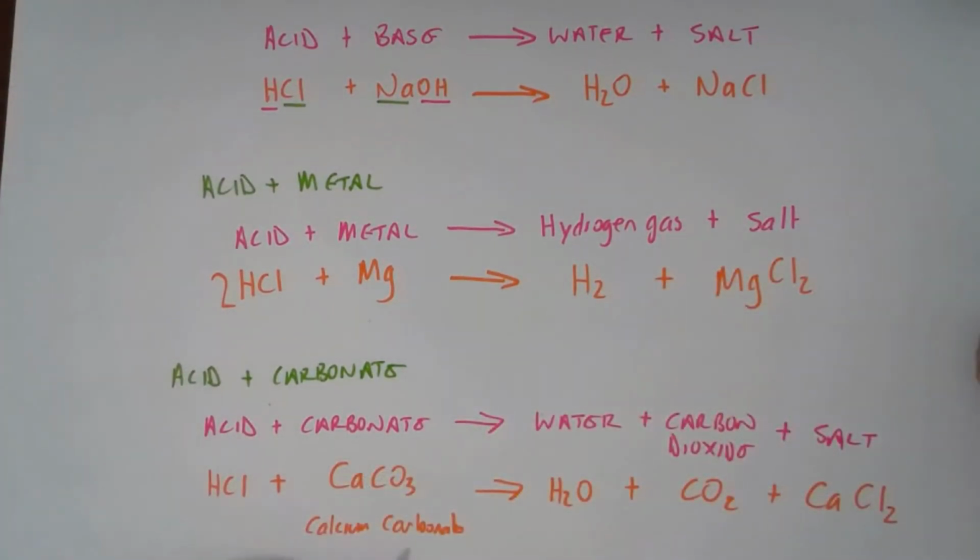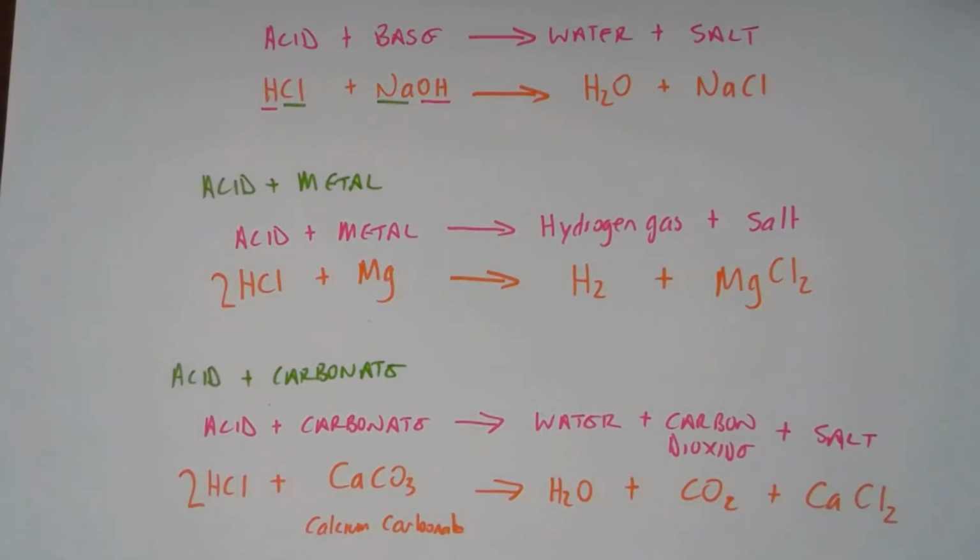See if we can get this to balance. One calcium, one calcium. Now we've got two chlorines. So I'm going to put a 2 here for 2 chlorine, 2 hydrogen. Now we've got 3 oxygens here, 2 and 3. So that's actually balanced like that.